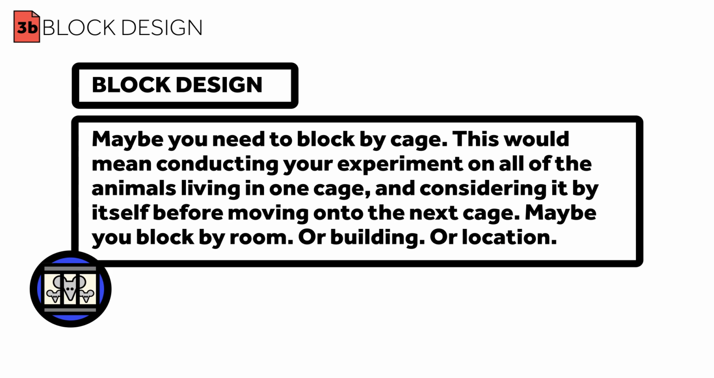Let's consider some examples. Maybe you need to block by cage. This would mean conducting your experiment on all the animals living in one cage and considering it all by itself before moving on to the next cage. Maybe you block by room, or building, or even geographic location. You might block by day of the week, or time of the day, or age of the animal. Again, you consider all of the measurements and tests done in that block to be a mini experiment on its own. These could then be checked against the other blocks. You may need to block by batch of reagents, or by research assistant. If you're testing a new surgical procedure, you might need to block by surgeon.